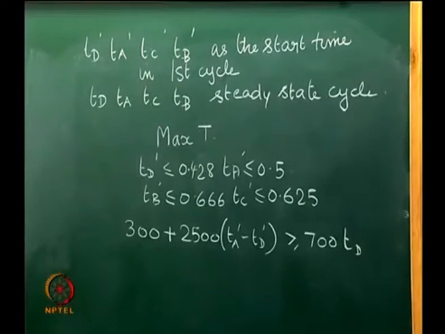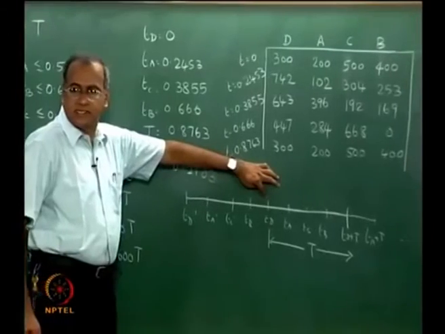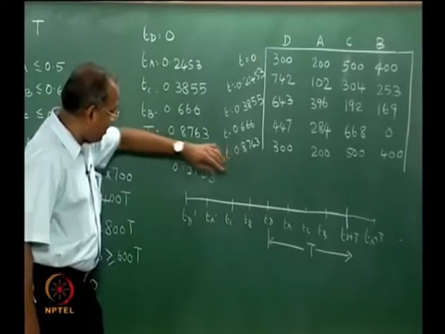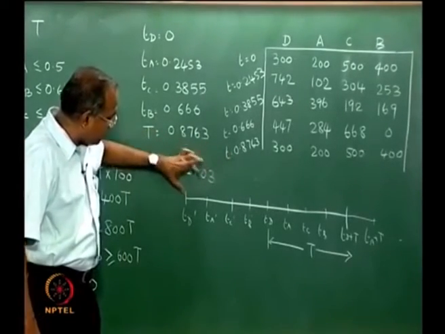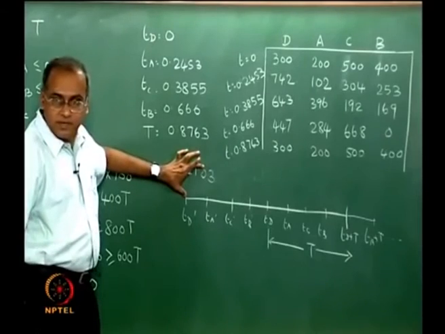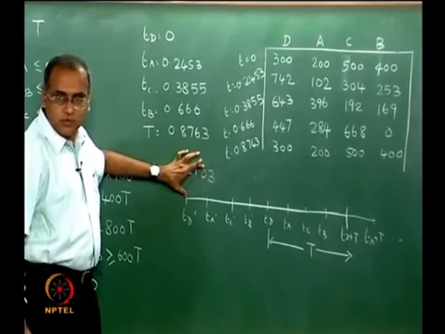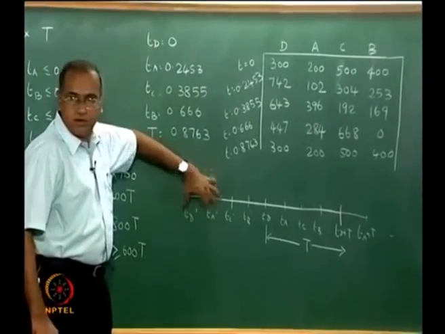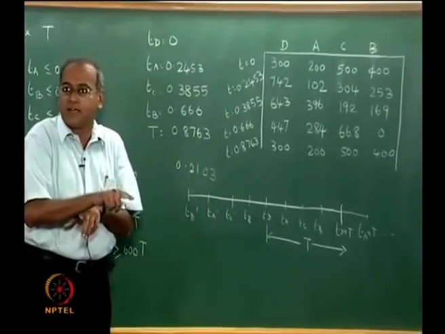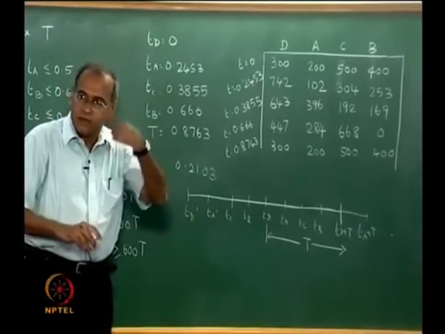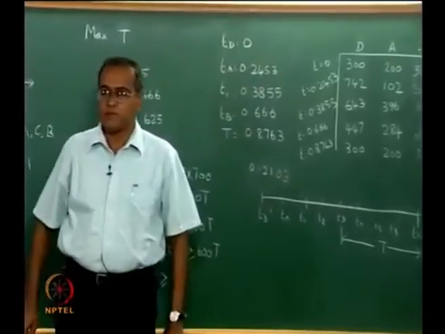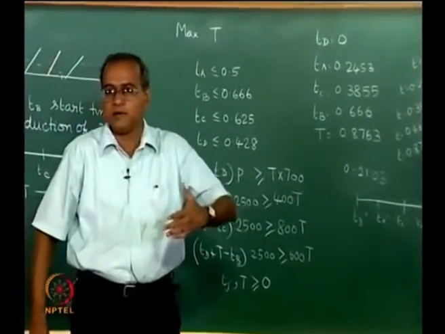Now, this constraint is going to tell me that I am going to start producing D in the steady state cycle or the actual cycle somewhere here, but I have already produced a certain quantity for this period. So, my production is 2500 into this length, plus the 300 inventory that I have. That should be capable of meeting my demand up to this point when I actually start producing D again.